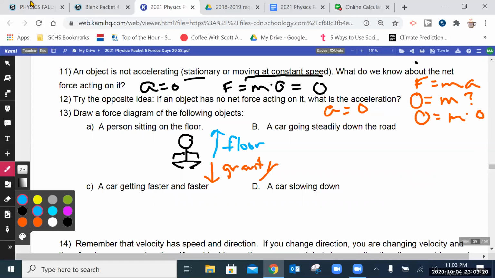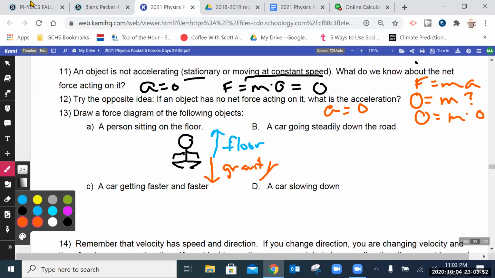So there are forces acting on the person, but since they're just sitting there, they are not accelerating upwards or downwards or left or right or forward or back. That must mean that these two forces are equal and opposite. They cancel out. And so I draw the two arrows to be exactly the same length. That means that they are the same strength, and since they're in opposite directions, they will cancel out.